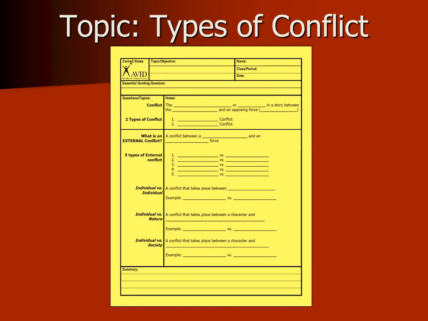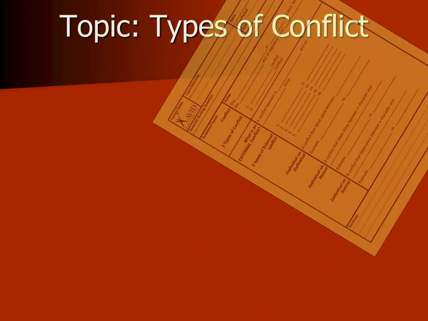The first thing you'll want to do is write your topic and objective. That goes right at the top in the middle, just underneath the words topic and objective, and the topic, of course, is the types of conflict. You'll also want to write your name, class, period, and date in the upper right-hand corner, right about here. These notes should be stored in your binder and can be used to study for quizzes and tests and on any assignments that deal with the types of conflict.